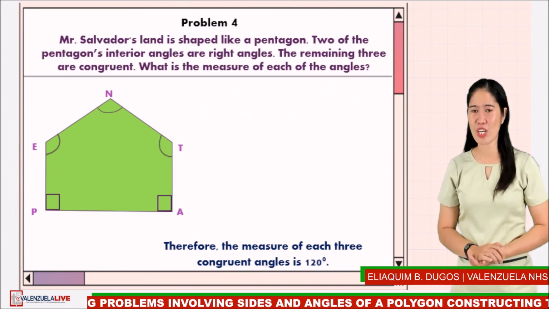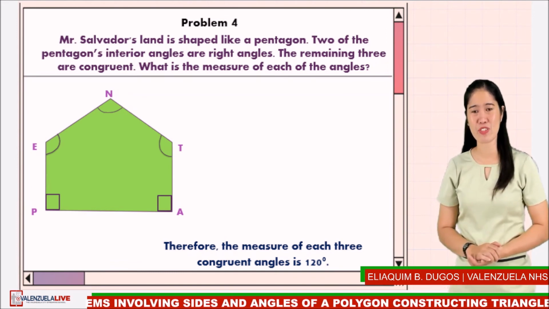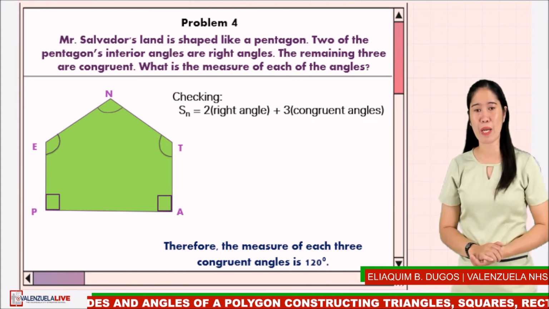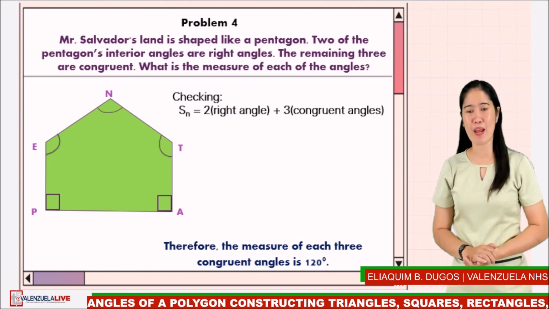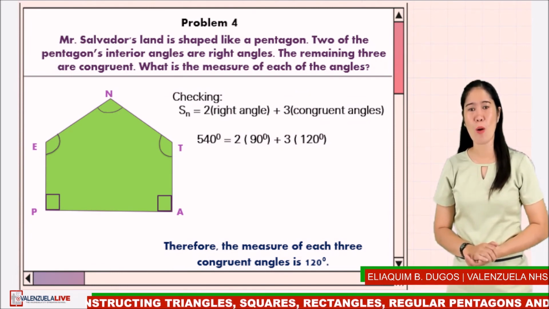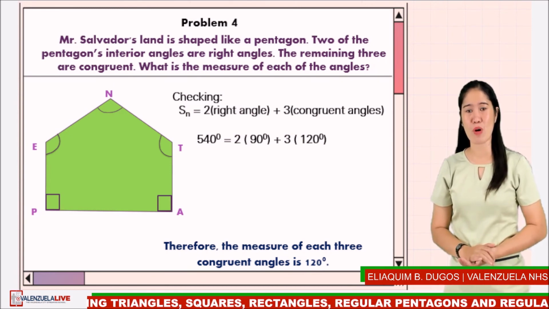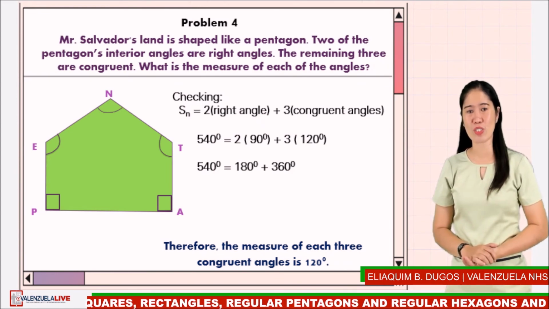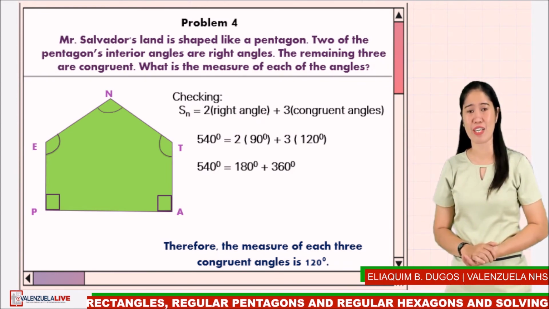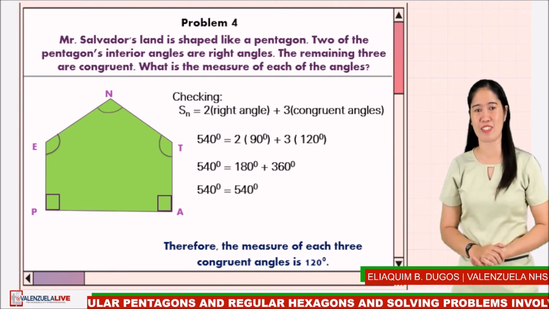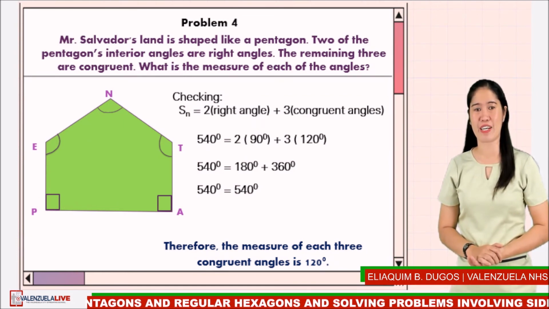Now, let us check if our answer is correct. Upon checking, again, we use the formula S sub n is equal to 2 multiplied by the measure of a right angle plus 3 multiplied by the measure of the congruent angles. Then, we have 540 degrees is equal to 2 multiplied by 90 degrees plus 3 multiplied by 120 degrees. 540 degrees is equal to 180 degrees plus 360 degrees. So therefore, we have 540 degrees is equal to 540 degrees. So therefore, our answer is correct.